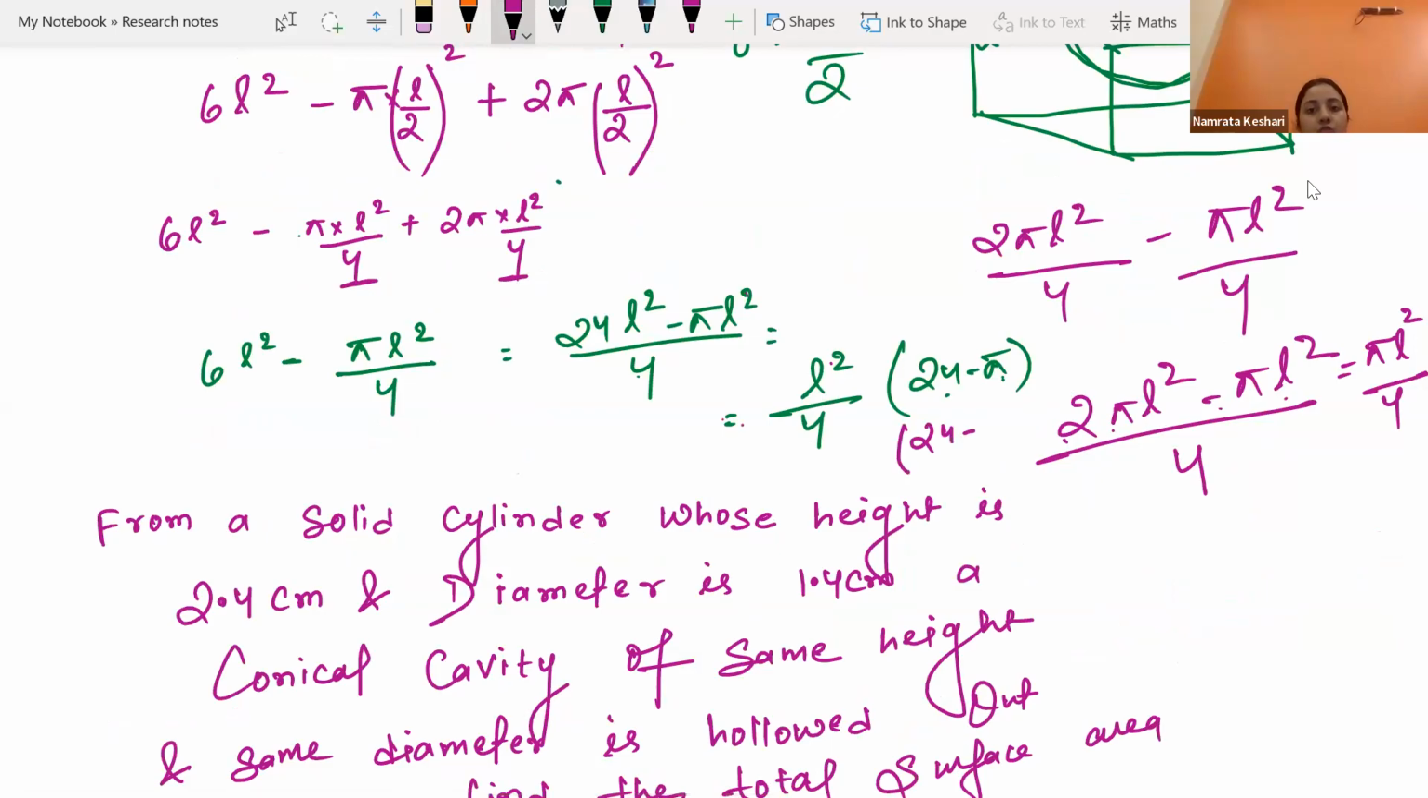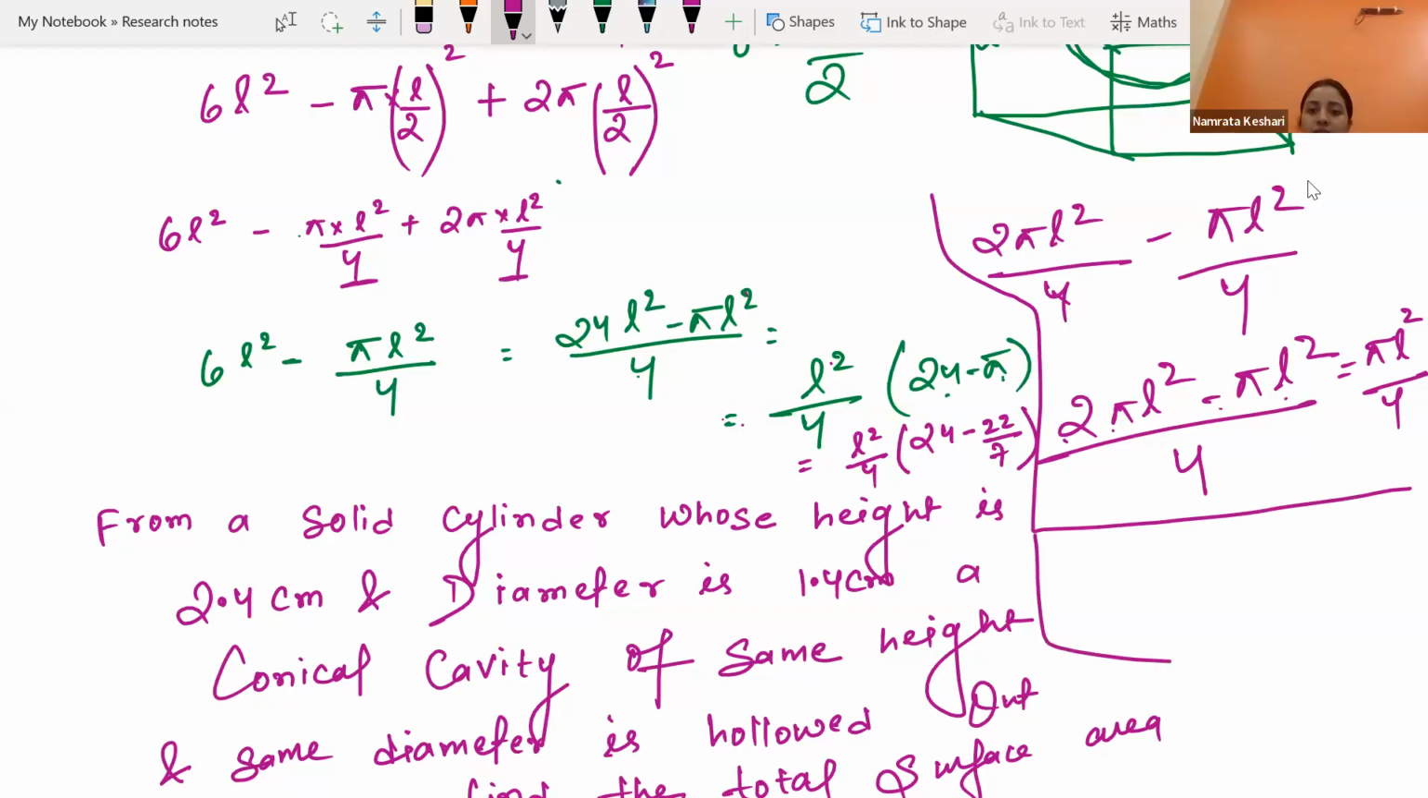So Ma'am, 24 minus 22/7, 6.78 L square, L square by 4. This is what we have got so far. We will be having L square by 4 and 24 into 7, 168 minus 22/7. Now we cannot do much from here.